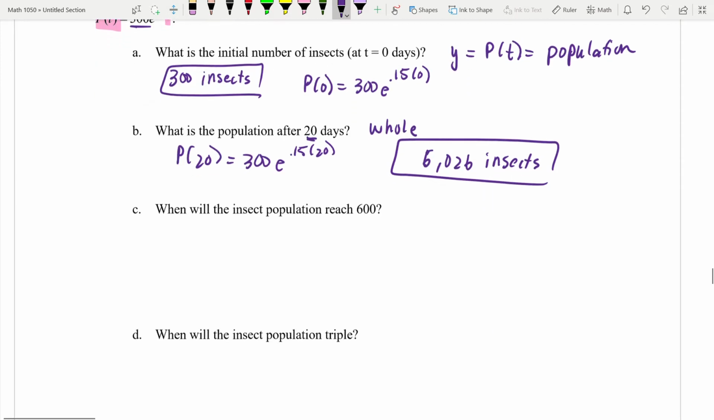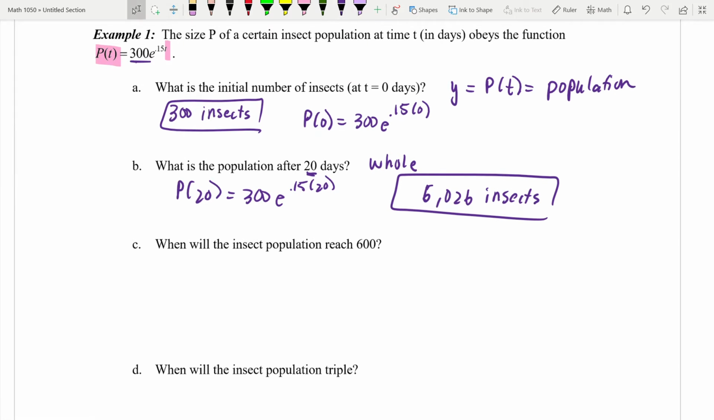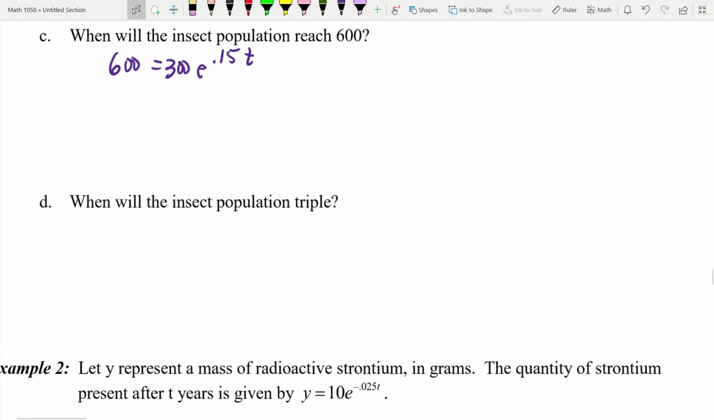When will the insect population reach 600? Everybody in the room tell me, I want you to talk to me right now, guys. Do I put the 600 in for t, or do I put it in for P of t? Everybody tell me. P of t, good. Okay, so everybody go 600 is equal to 300 e to the 0.15 times t. Okay, I want you to freeze right there. I'm solving for t. My t is stuck in the exponent. There's only one way to get it down. What am I going to do to get that out of the exponent?